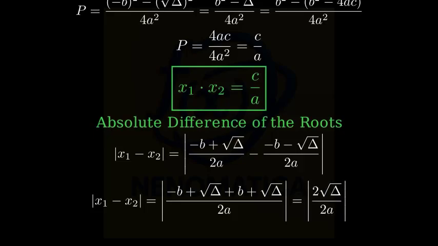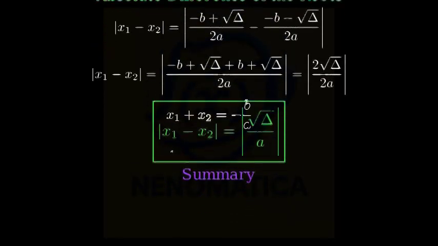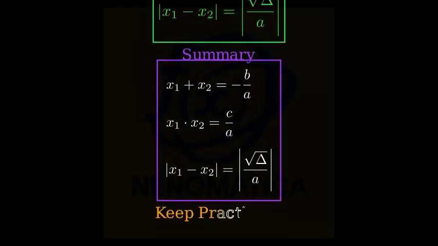To summarize, for the quadratic ax squared plus bx plus c equals 0 with discriminant delta, we have three elegant identities. Sum equals negative b over a, product equals c over a, and absolute difference equals square root of delta over absolute value of a. These identities are extremely useful for checking solutions, building quadratics from given roots, and estimating how far apart the roots are. Practice deriving them from the quadratic formula until the patterns become second nature.